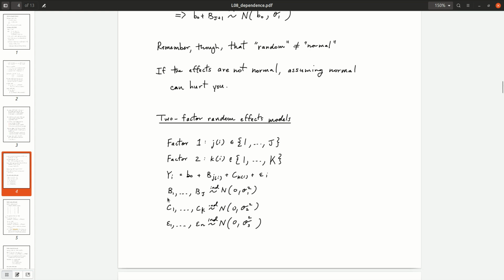The assumptions here are that the collection of these effects, B1 up to BJ, are independent normal, mean 0, variance sigma 1 squared. The collection of the effects for factor 2, C1 up to capital CK, are independent normal, mean 0, with a different variance, sigma 2 squared. And then, of course, we have the error terms, epsilon 1 up to epsilon n. This collection is independent, normal, mean 0, with another different variance, sigma 3 squared. So we're just adding an additional term to the one-factor random effects model for this second factor.